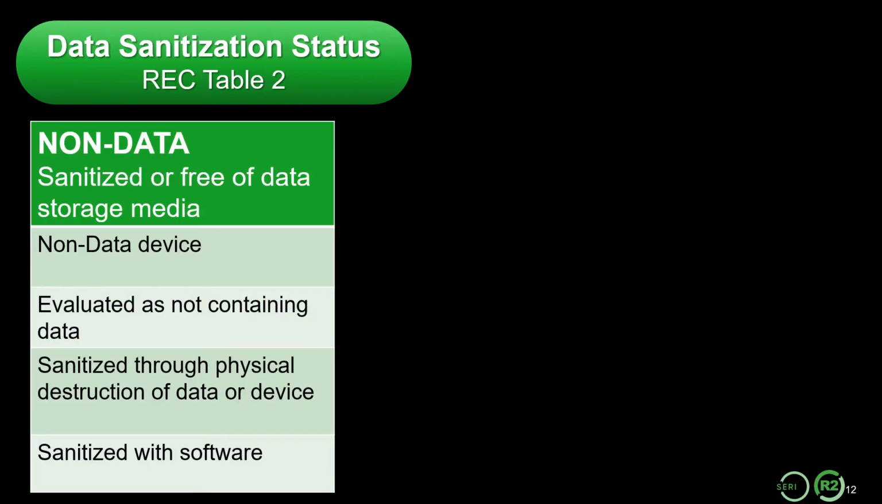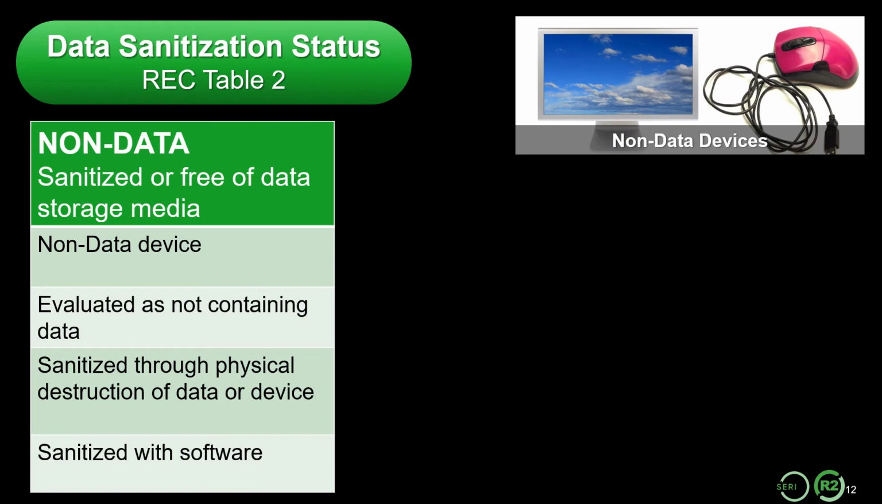The other data sanitization category is non-data. This only applies to devices that have been sanitized or are confirmed to be free of any data so that they can be categorized and handled as non-data. The rec lists some types of equipment for this category. First on the list is non-data devices such as a monitor, keyboard, or other item without storage.